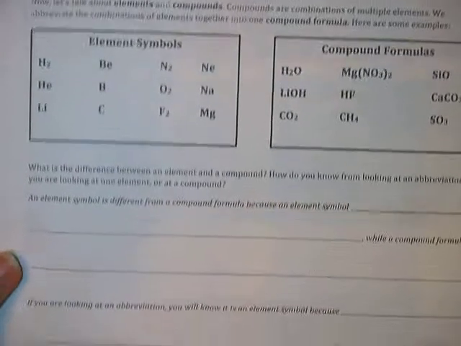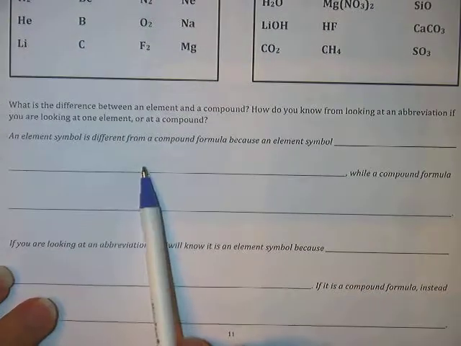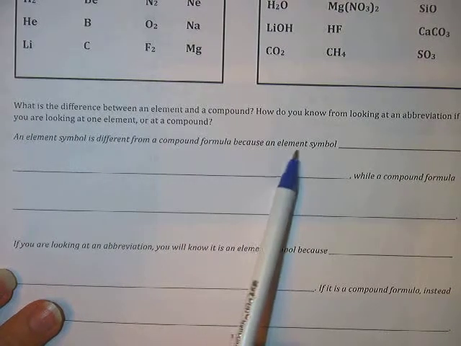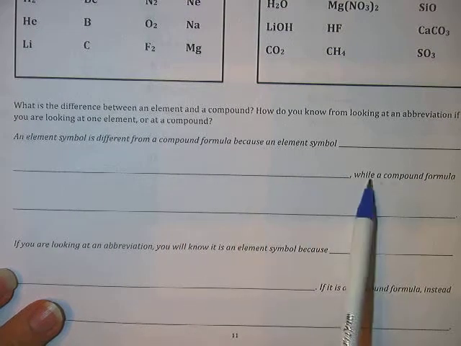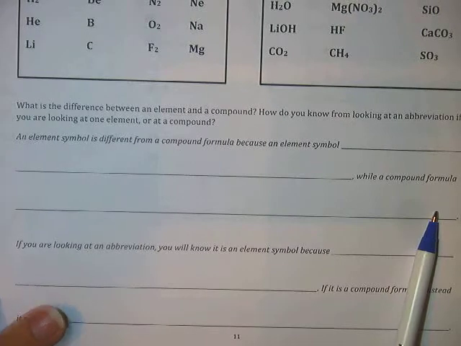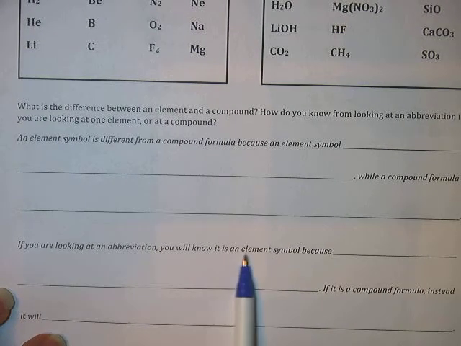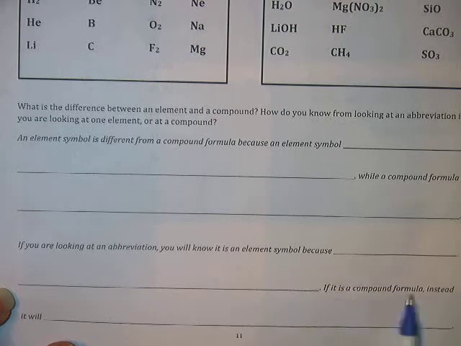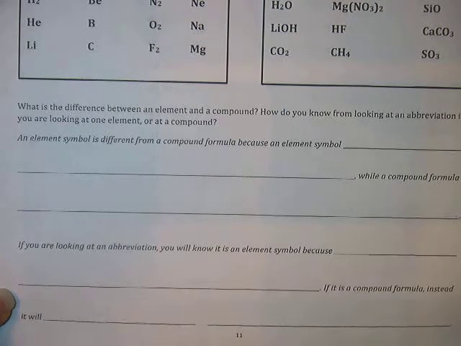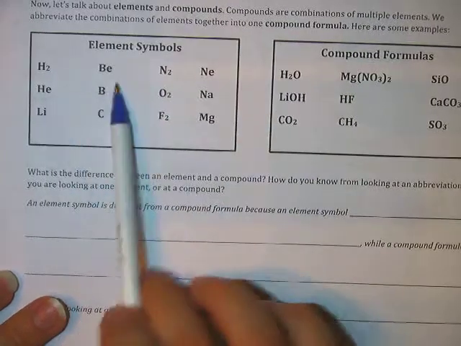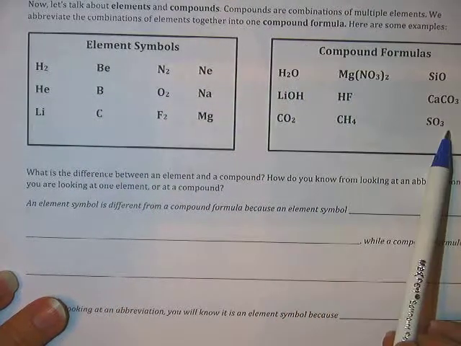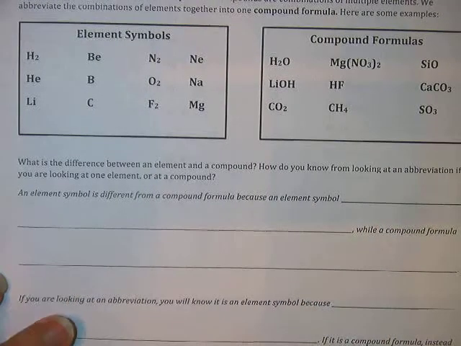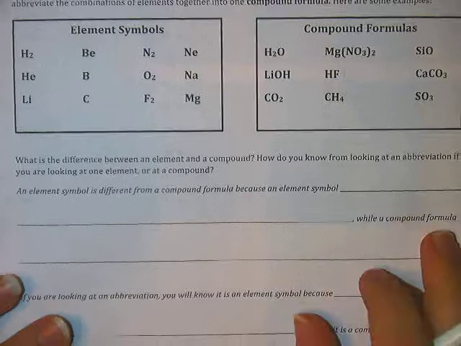I'm going to give you a moment to fill in these sentence stems. An element symbol is different from a compound formula because an element symbol blank, while a compound formula blank. And if you are looking at an abbreviation, you will know it is an element symbol because blank. If it is a compound formula, instead it will blank. I want you to compare and contrast these elements versus these compounds and see if you can fill in these blanks here. Go ahead and pause the video.